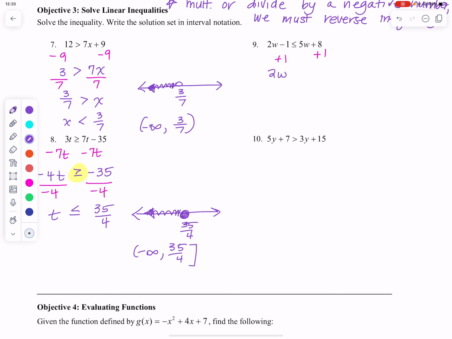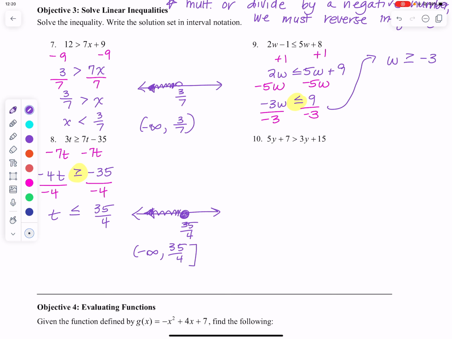Looking at number 9, here we will go ahead and add 1 to both sides. And we have 2w is less than or equal to 5w plus 9. We will subtract 5w. And we have a negative 3w is less than or equal to 9. Now we are dividing by a negative 3. So we will have to now have w is greater than or equal to a negative 3. On a number line, we have negative 3. We want that negative 3 in our set. So we will have negative 3 to infinity as our solution.